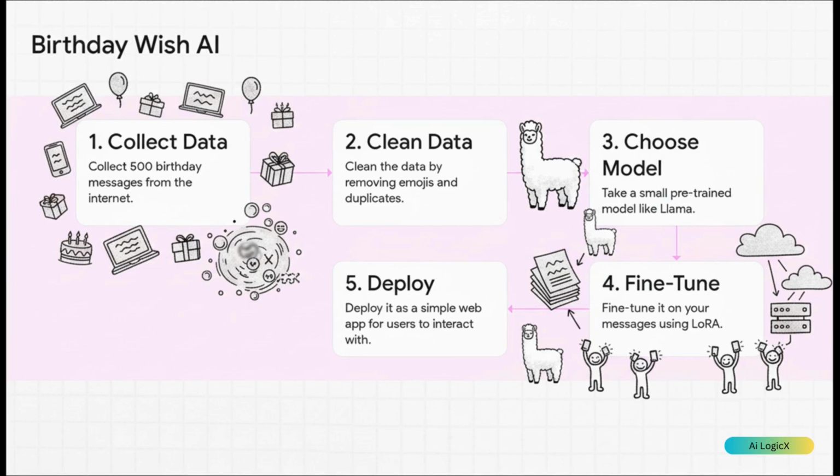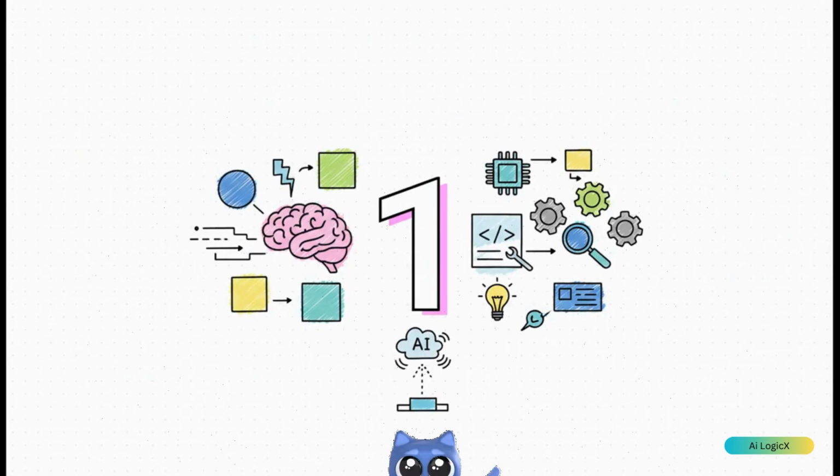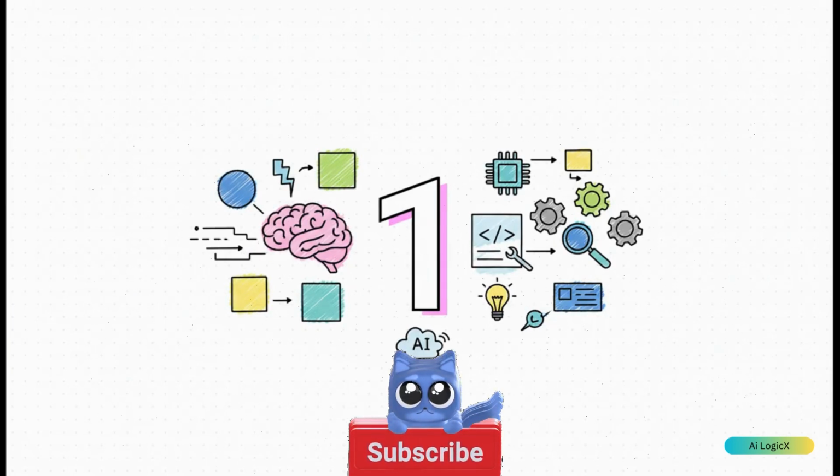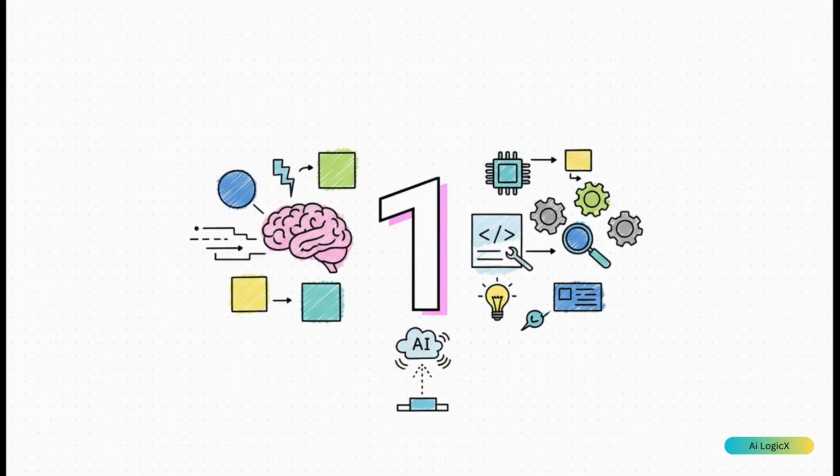Next, you choose a small, efficient, pre-trained model like Llama. Then you fine-tune it specifically on your birthday messages. Finally, you deploy it as a little web app and boom, you give it a prompt and it gives you a custom birthday wish. You've built an expert. And just like that, you've done it. You've made the journey from blueprint to builder. You've just conceptually built one specialized, actually useful generative AI model.